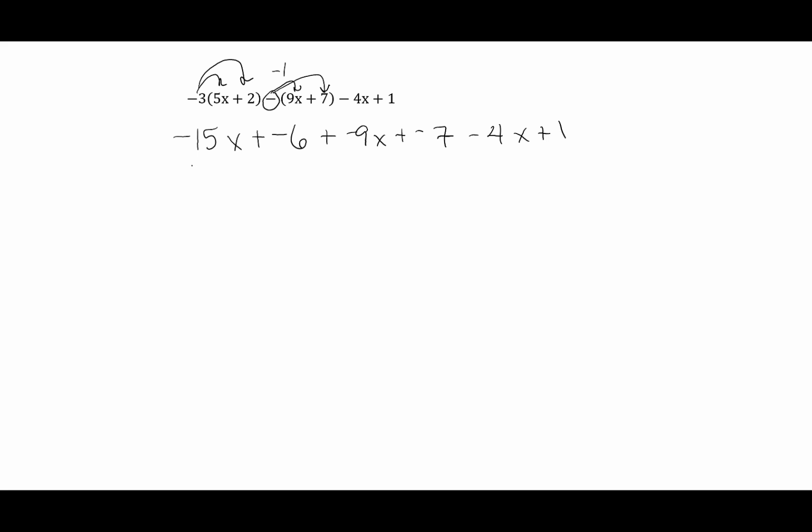Now I want to gather like terms. So that says I have a negative 15x, I have a negative 9x, and I have a negative 4x. So all of these I put together. You are really just adding the coefficients. So negative 15 plus negative 9, that's negative 24. I add negative 4 to that, that gives me negative 28x. Then I put together the number part. So negative 6, negative 7, and a positive 1. Negative 6 and negative 7 is negative 13, and then I add 1 and I'm at negative 12. So I can write plus negative 12, or I can do negative 28x minus 12.